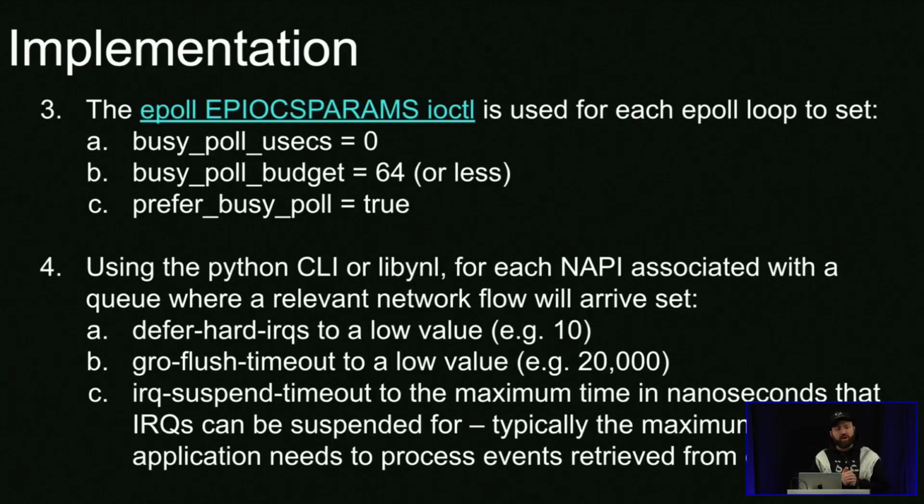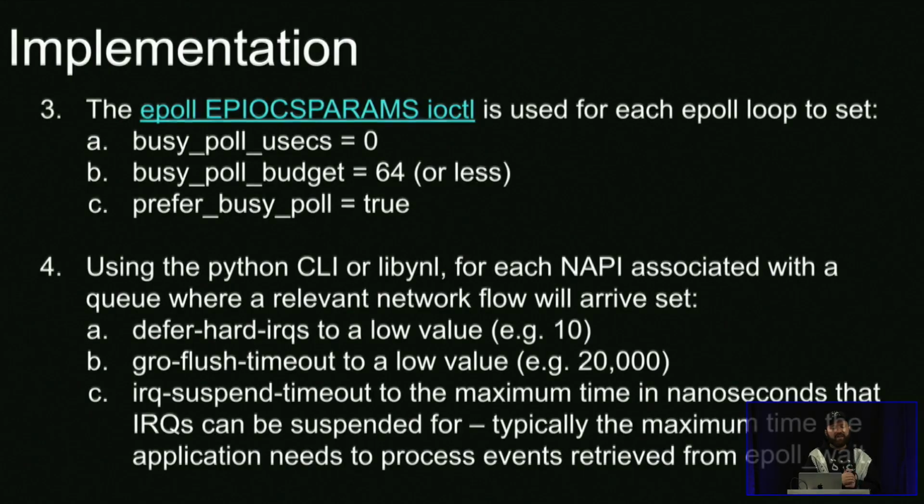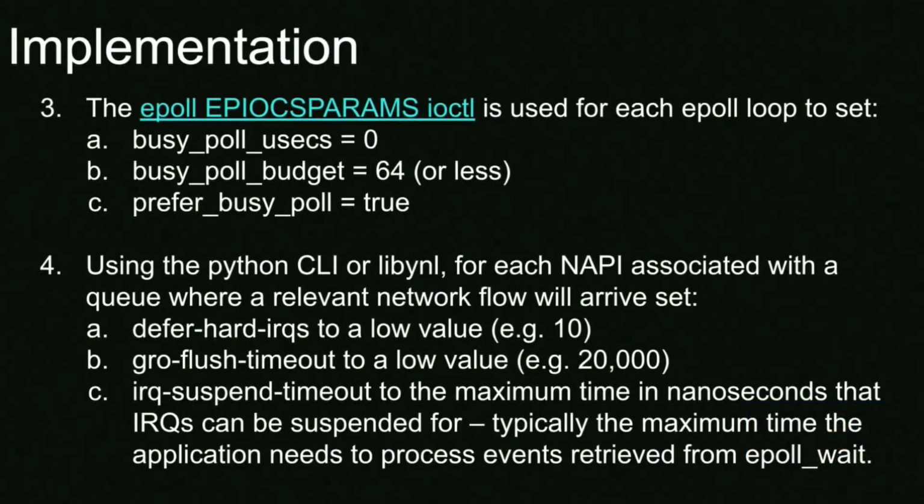So you might be wondering, why would you need all three of these things set? Why would you need defer hard IRQs, grow flush timeout, and IRQ suspend timeout? And the answer is because if you don't use defer hard IRQs and grow flush timeout and you just use interrupt suspension, you can enter into a case where your system is rapidly switching back and forth between interrupts being suspended and then interrupts being generated again.